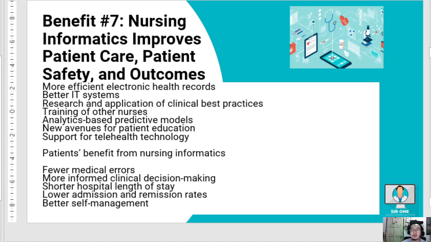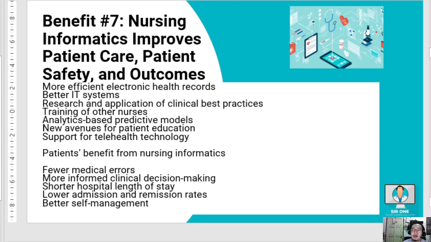Training of other nurses, as I mentioned, so that several nurses can also perform informatics technologies, applied technologies. Analytics-based predictive models, as I've mentioned, as an expert both in your clinical practice and in technology, translation languages. It is very important that you are already wise in terms of these fields and be able to transform it into your systems.